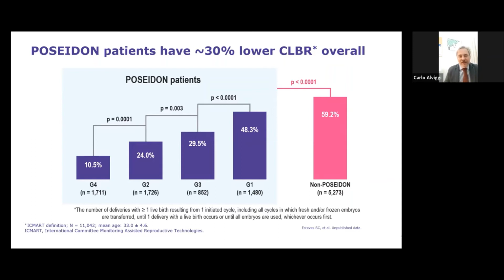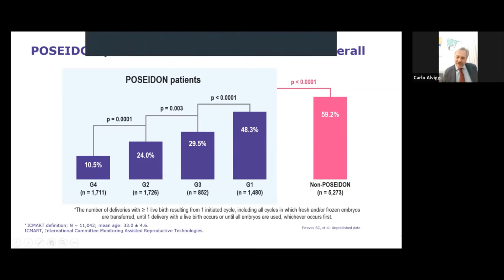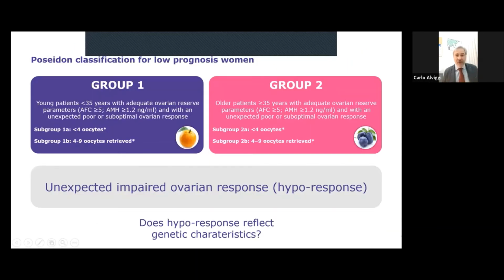But in an analysis of the 4 groups, each one of the 4 groups had a different performance when compared with the other 3. So it means that the system is able to identify homogeneous subgroups of low prognosis patients. That is the additional value, I think, with respect to the Bologna criteria, because in the Bologna criteria, all patients have a lower prognosis, but you cannot distinguish inside the box subgroups of patients with a different pathogenesis. So this is a proof that, at least in my opinion, obviously, Poseidon works.